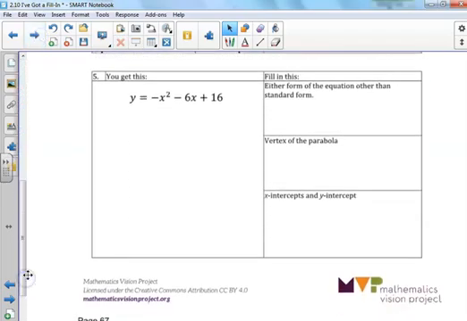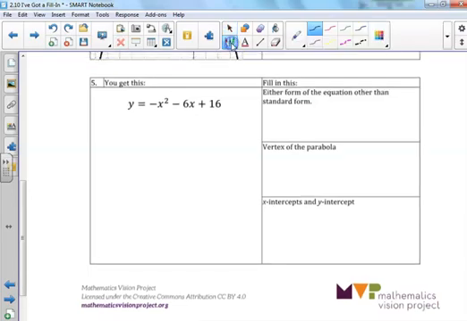Number 5 again is giving us a quadratic function, but 5 is a little different than 1. Notice that the a value is negative. In this case, a is −1, b is −6, and c is positive 16. We are asked to give another form other than standard form in the first part. So let's factor this. Keep in mind if there is a negative outside, we should factor the negative out. That would change all of our signs.